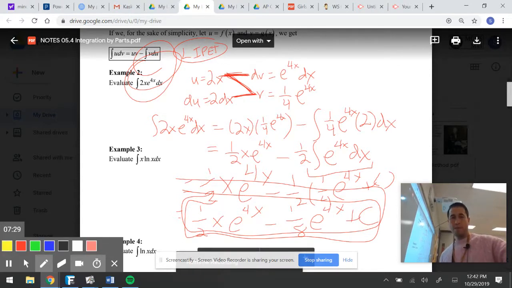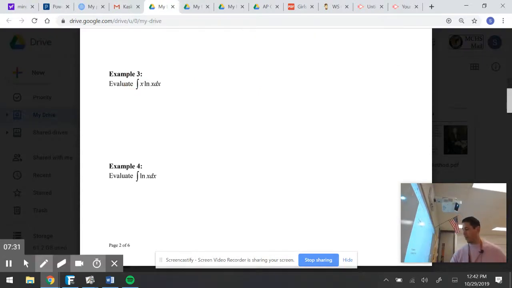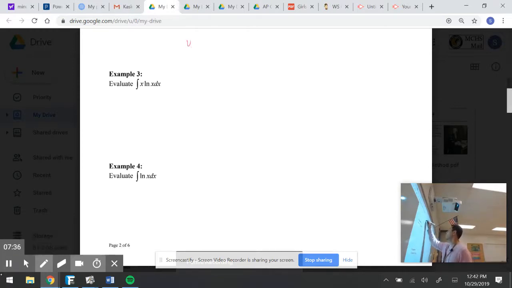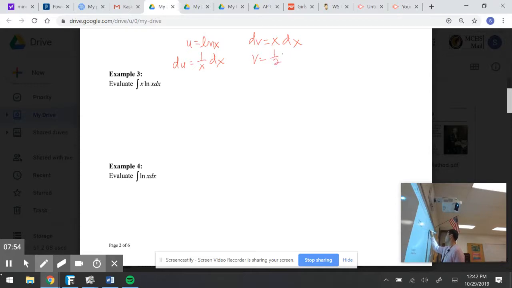All right, I had to pull another one out, so here we go. Let's LIPET this one. Oh snap, I got a log, right? So that means u is going to be the natural log of x. That means dv this time is the polynomial, which would be x dx, because it's what's left over, right? So du equals 1/x dx, right, class?